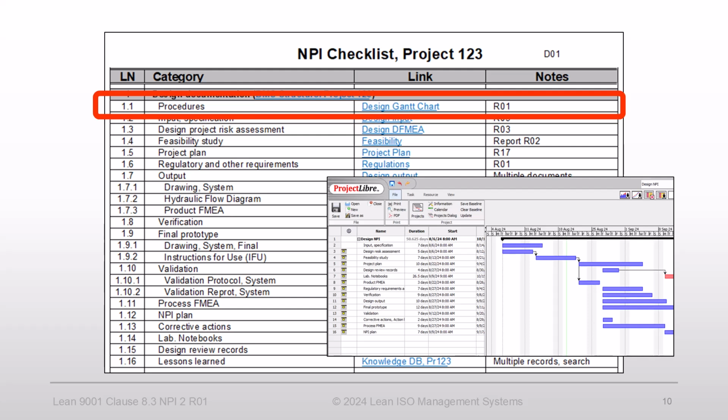Nowadays, several free or inexpensive project management software applications are on the market. Check the description below for a couple of links.